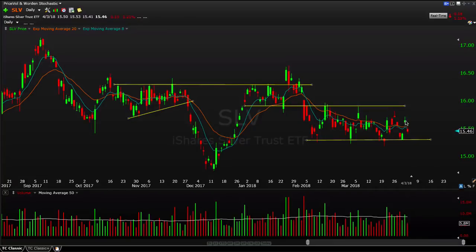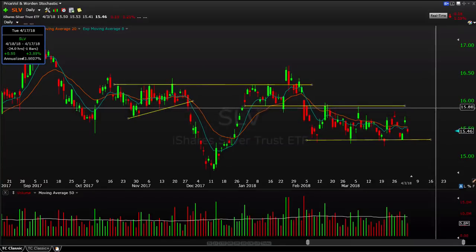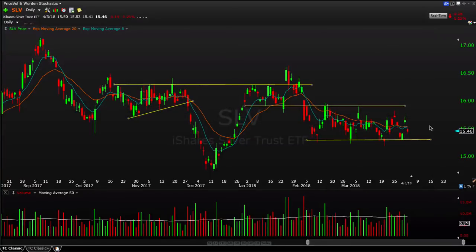Silver, kind of the same thing, had this nice pop yesterday, gave most of it back today, still moving sideways in this horizontal channel here. So really not much else to say about it until it starts breaking below 15.25 or back above 15.90 or so. Looks like it's just really consolidating.